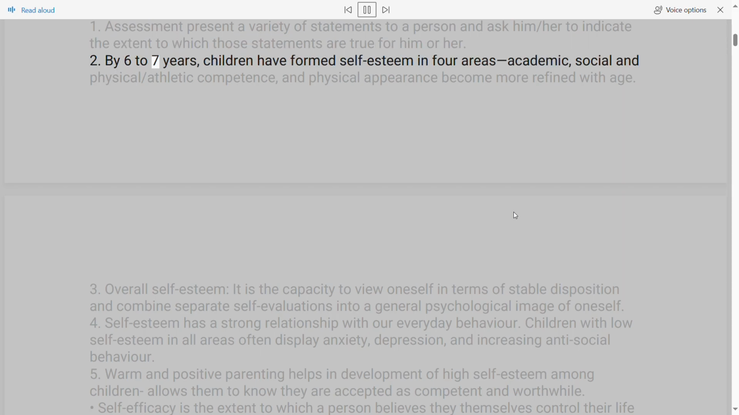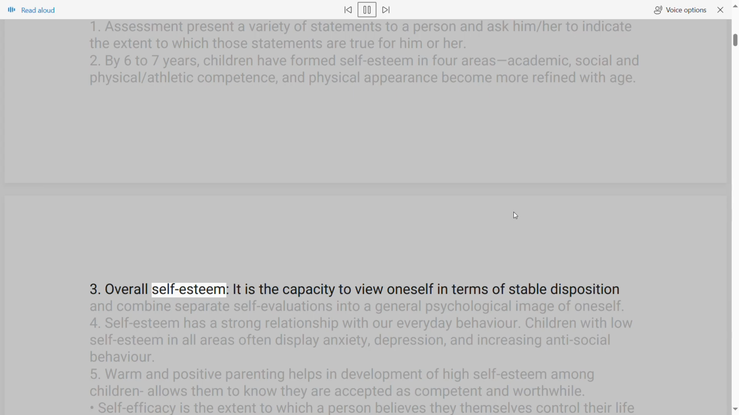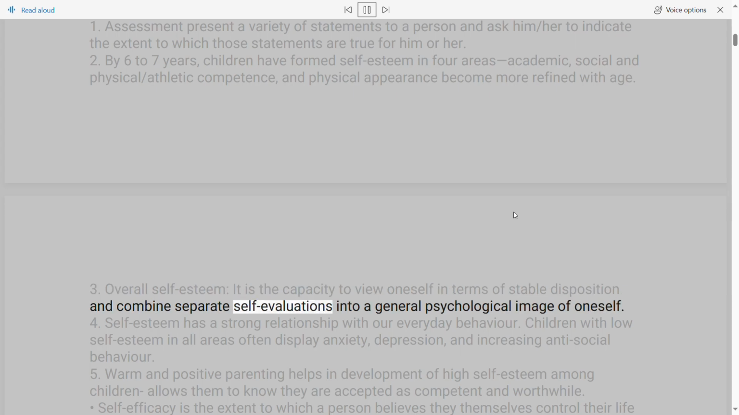2. By 6 to 7 years, children have formed self-esteem in 4 areas: academic, social, physical, and athletic competence, and physical appearance becomes more refined with age. 3. Overall self-esteem is the capacity to view oneself in terms of stable disposition and combine separate self-evaluations into a general psychological image of oneself.